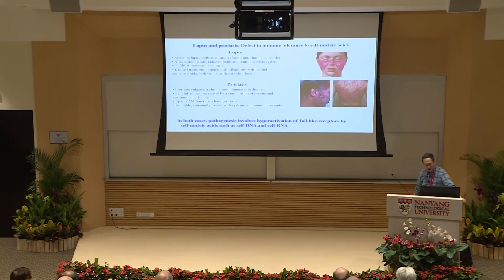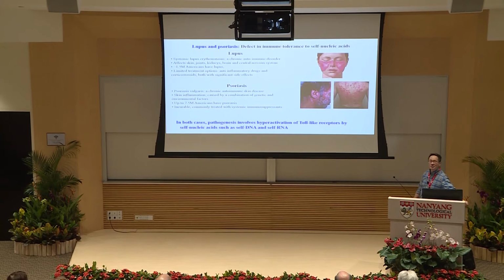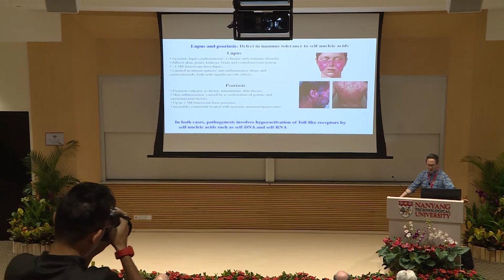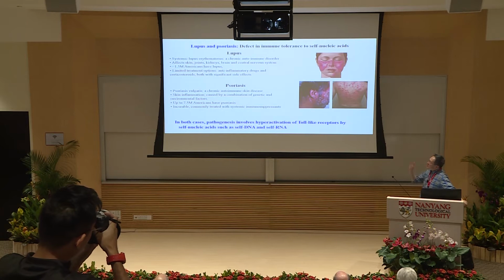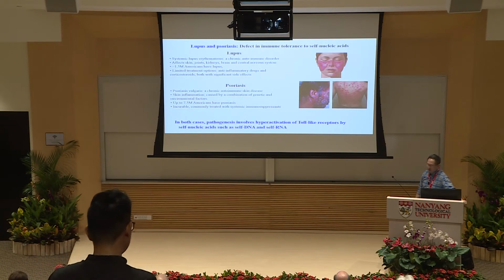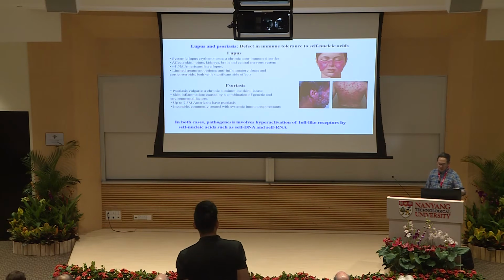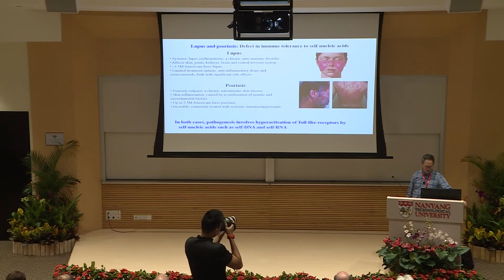And I'm going to start with two diseases, lupus and psoriasis. In both of these diseases, it comes from a defect in immune tolerance to self-nucleic acids. If you look at lupus, it's a systemic disease, and right now there are essentially limited treatment options, and these treatment options consist of essentially using anti-inflammatory drugs to knock down the immune system.